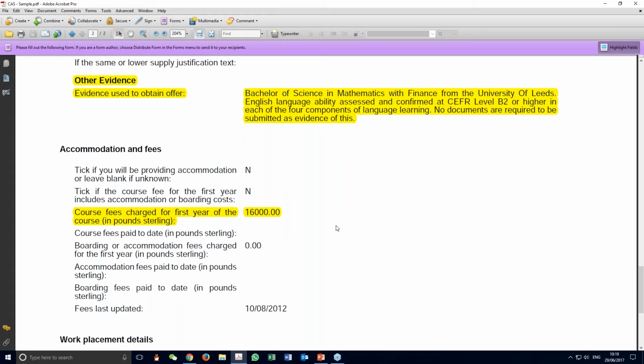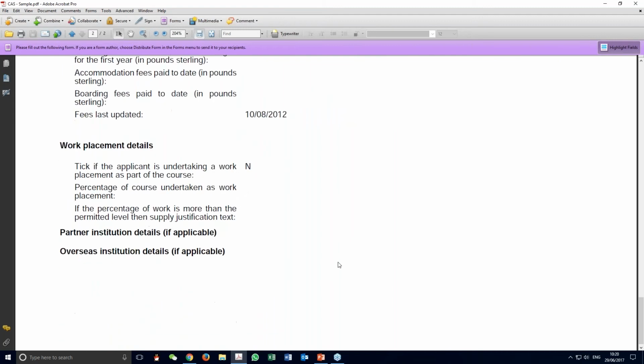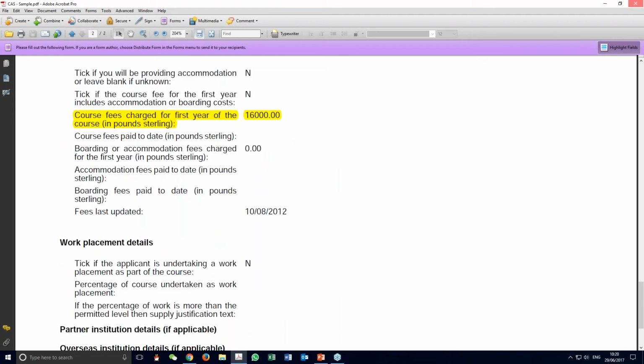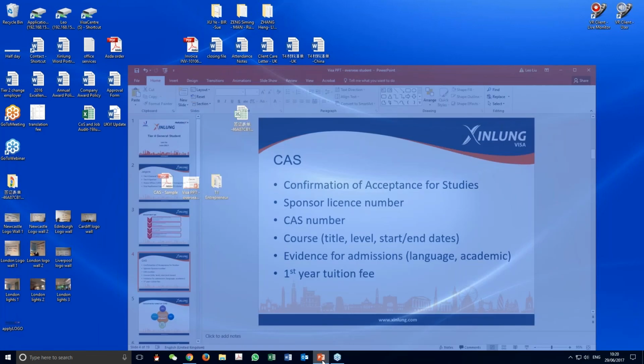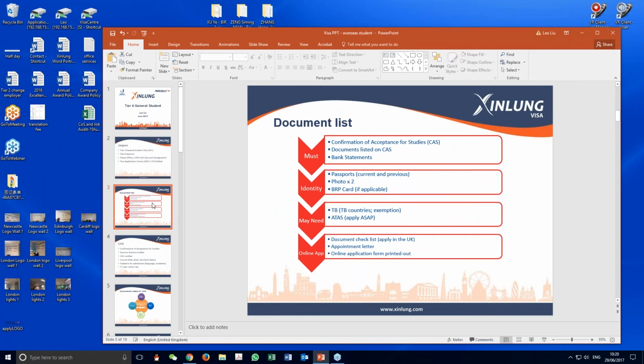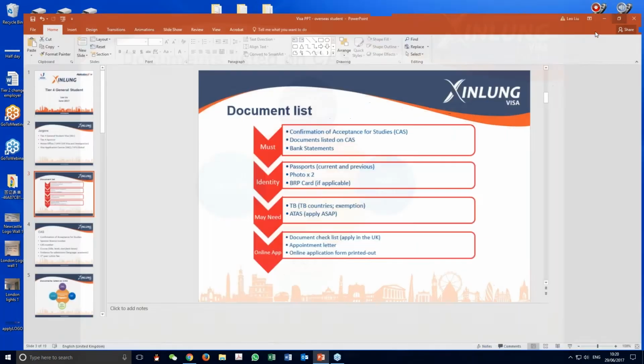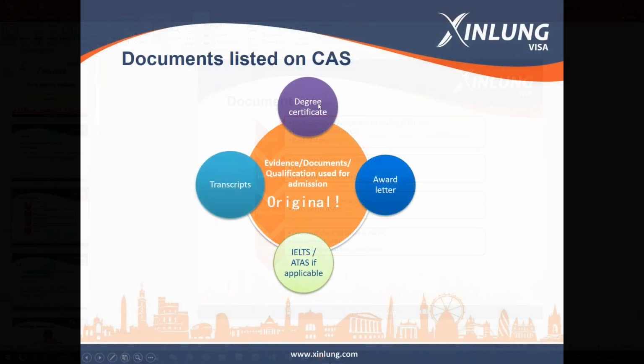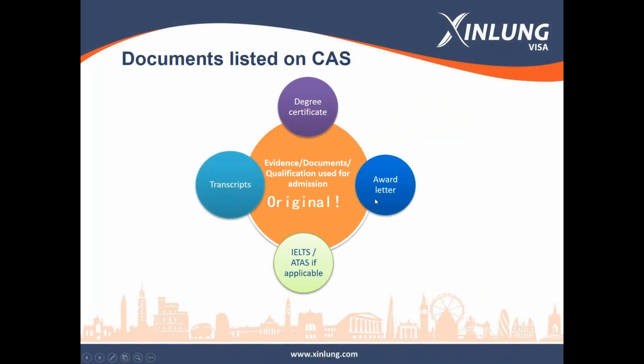Okay, so the last bit we need to look for on CAS is the tuition fee. And the university will always state the first year tuition fee on CAS, simply because the Home Office requires us to have the first year tuition fee plus the maintenance funds. So we need to check, make sure we understand how much the first year tuition fee is, so we can prepare our money well. So we have seen CAS, and then let's move on to have a look at what other documents we need to prepare before our visa application.